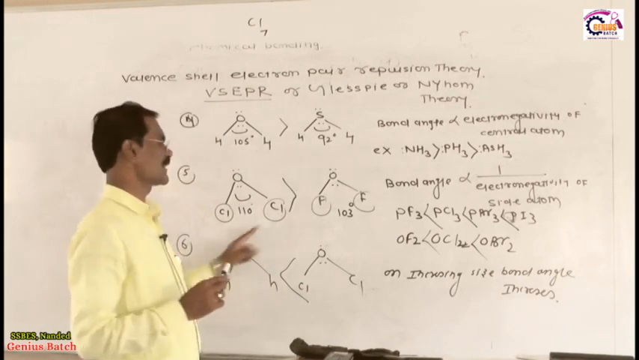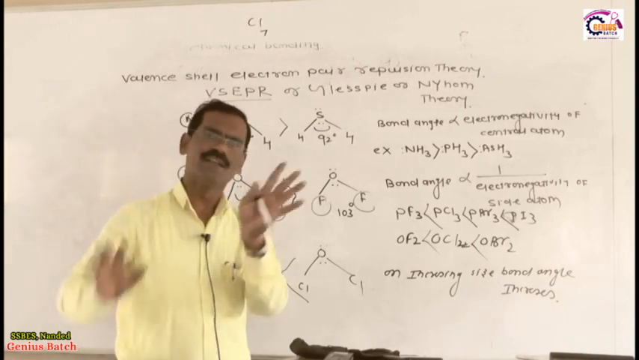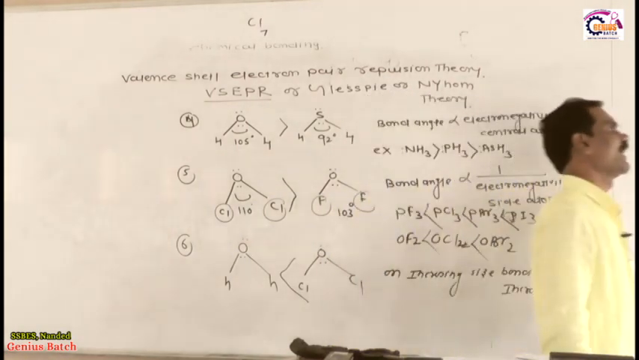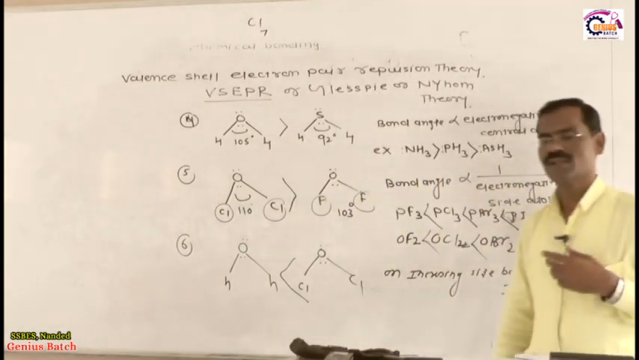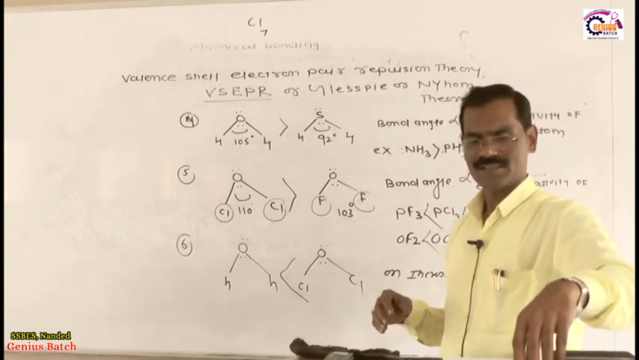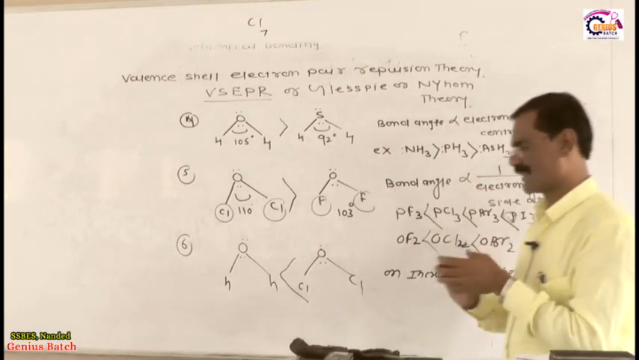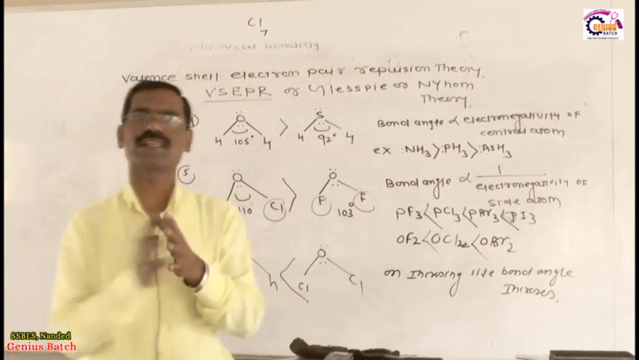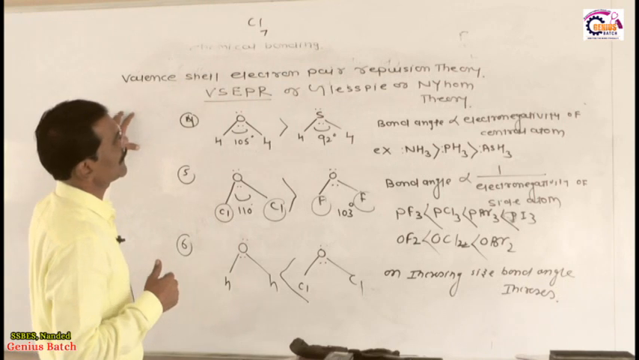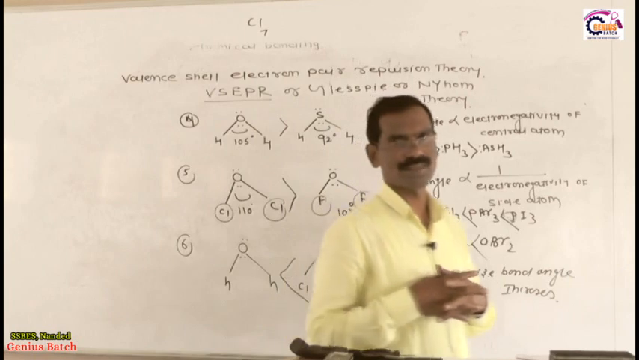The atomic size of chlorine is greater than fluorine. On increasing size means decreasing electronegativity. This is a very simple and very systematic concept. So this is called the valence shell electron pair repulsion theory. Which are the important aspects to consider in the valence shell electron pair repulsion theory? You keep in your mind, this is called VSEPR or Gillespie and Nyholm theory. I hope you don't have any problem in this theory.